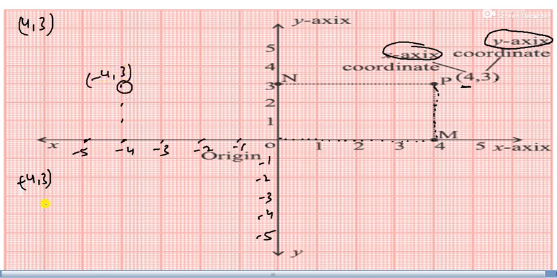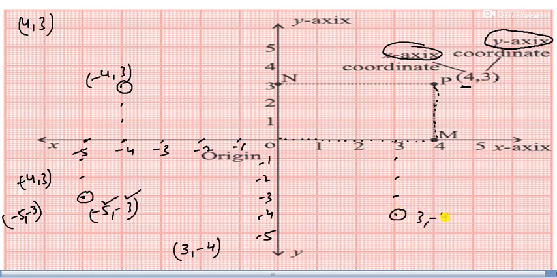If you want to plot minus 5 and minus 3, how can we plot this? It is minus 5 and then 1, 2 and 3 downward. So this point is minus 5, minus 3. First you move on the x-axis and then second on the y-axis. Suppose you want to plot the point 3, minus 4. How can we plot this? 3 on the x-axis, and 4 on the minus side, that means 1, 2, 3, 4. This point is 3, minus 4. This way you can plot a point.